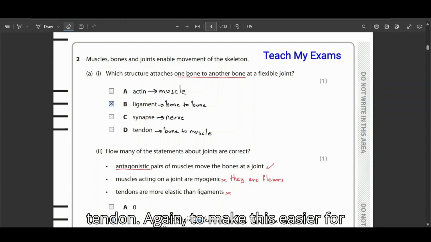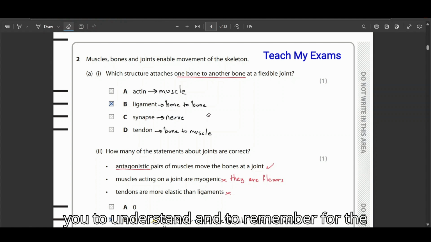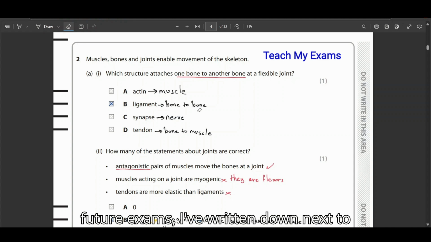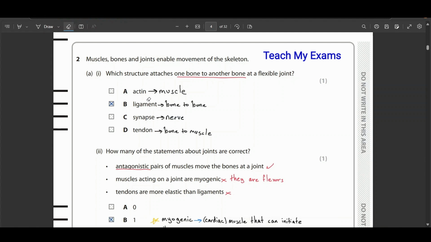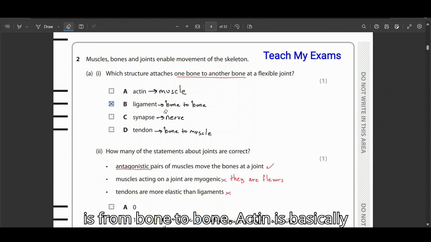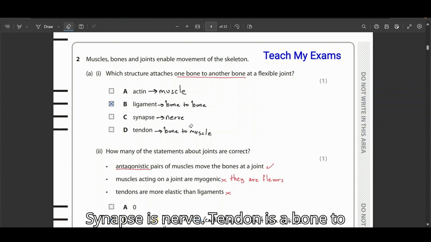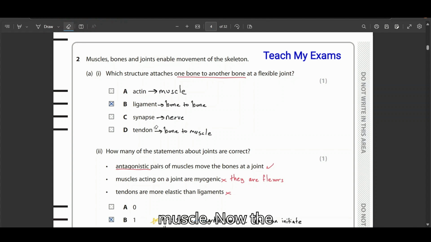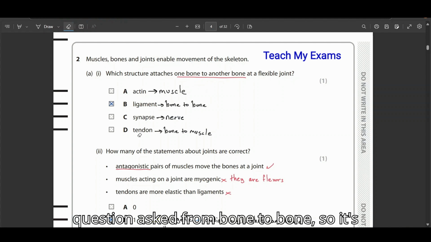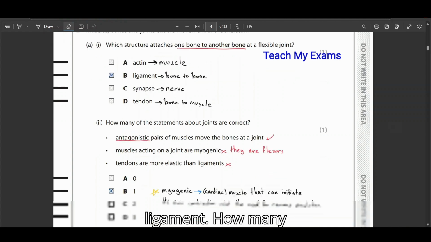Again, to make this easier for you to understand and to remember for future exams, I've written down next to it what each one exactly is. So actin is a muscle, ligament is from bone to bone, synapse is a nerve, tendon is bone to muscle. Now, the question asked from bone to bone, so it's ligaments.